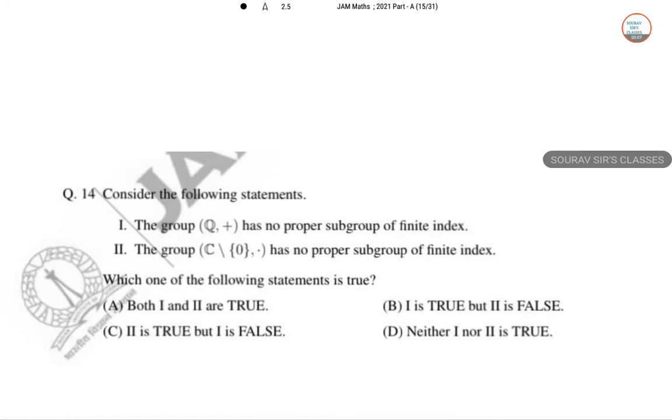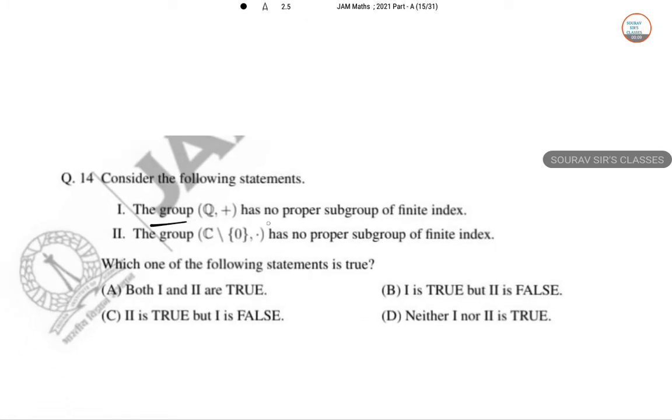Okay, this is IIT JAM 2021 solution. There are two statements about groups. The first has no proper subgroup, and the second has no proper subgroup of finite index. So, which one of the following statements is true?